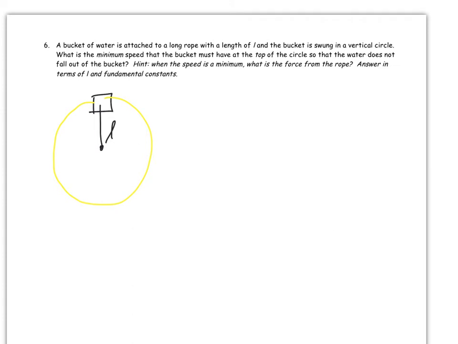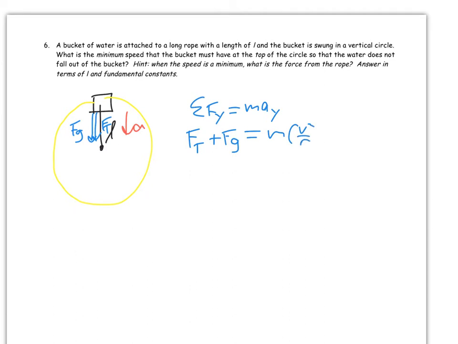So if we think for a second about the forces acting on the bucket, we're going to have the force of gravity going down on the bucket, of course. We're also going to have a force of tension from the rope going down on the bucket, and both of those lead to that inward acceleration that we have. When I go to set up my F equals ma in the y direction, I'm going to have Ft plus Fg is equal to m times v squared over r.